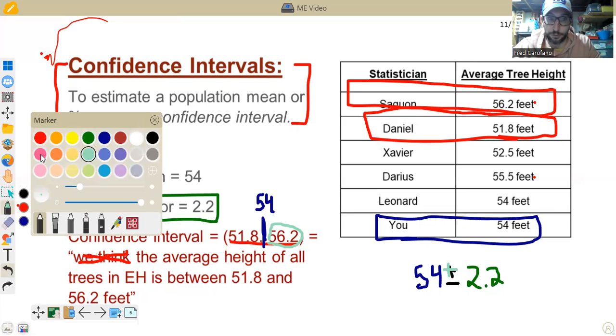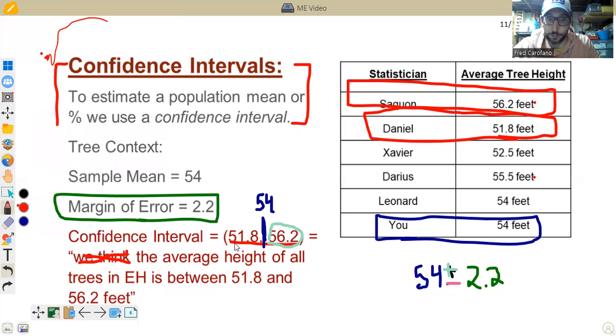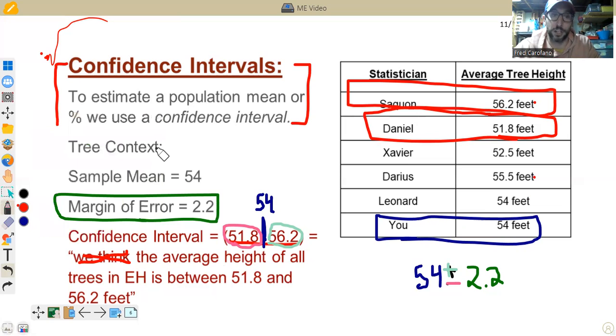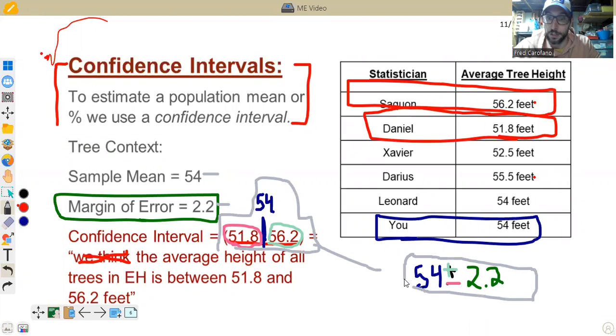And when I do 54 minus 2.2, that's how I get this 51.8 number. And so in a lot of instances, what we started to see in our Delta Math assignment I gave you guys the other day is that we're going to be given the mean and the margin of error, and we're going to have to use those numbers to create this interval, right, which is based on this work.